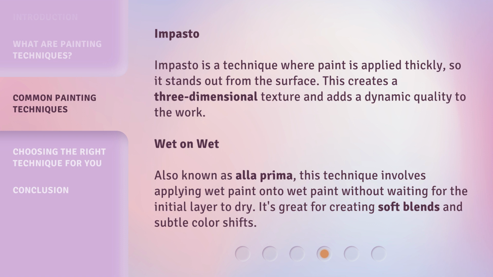Wet on wet, also known as alla prima. This technique involves applying wet paint onto wet paint without waiting for the initial layer to dry. It's great for creating soft blends and subtle color shifts.